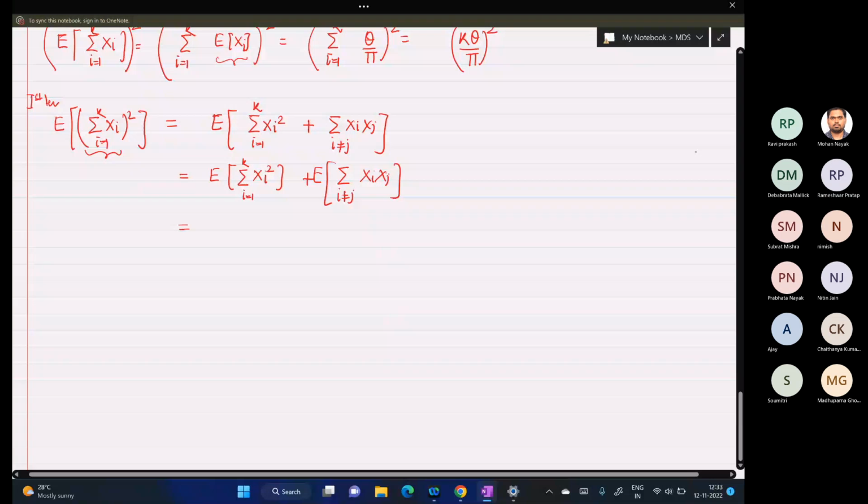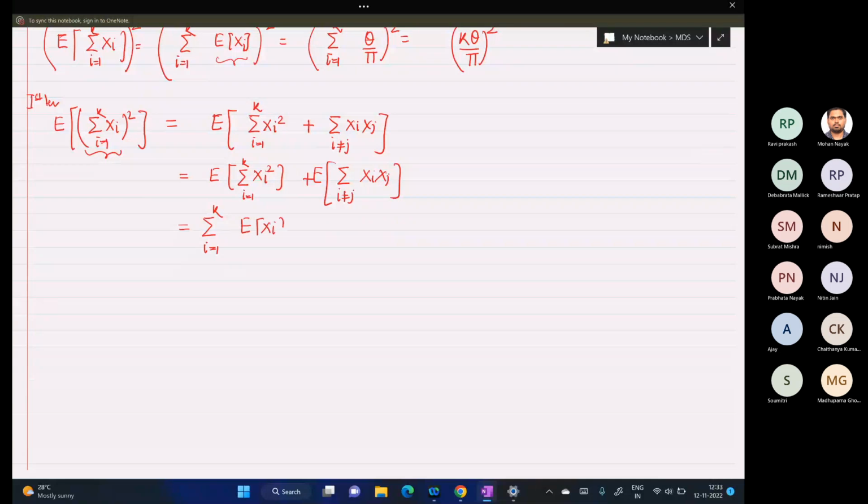So this will be i from 1 to k and E of xi, plus, again by linearity of expectation, i not equal to j. So here xi and xj are designed using two independent hash functions, right? Because each time we choose a completely different Ri. So xi and xj are independent of each other, or IID. So we can do this.